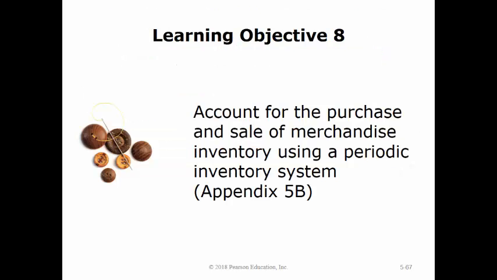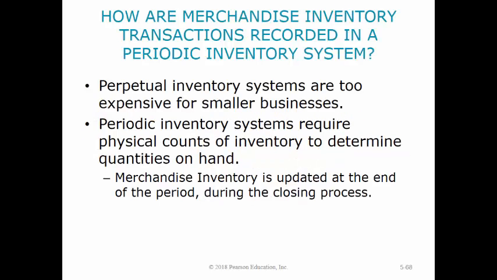In the 8th section, we learn how to account for the purchase and sale of merchandise using a periodic inventory system. In a periodic inventory system, purchases, purchase discounts, purchase returns and allowances, and freight in cost are recorded in separate accounts during the year, and then the merchandise inventory account is updated during the closing process.